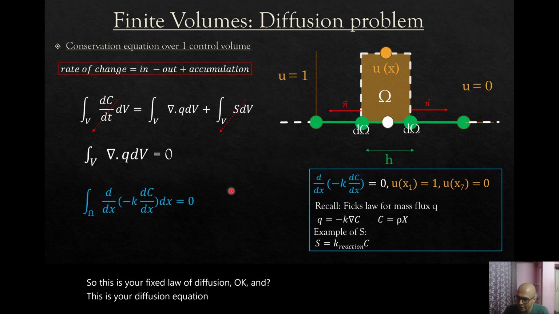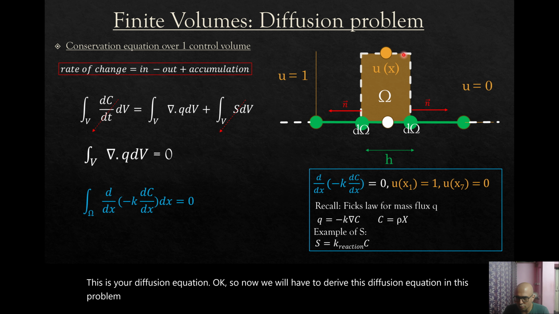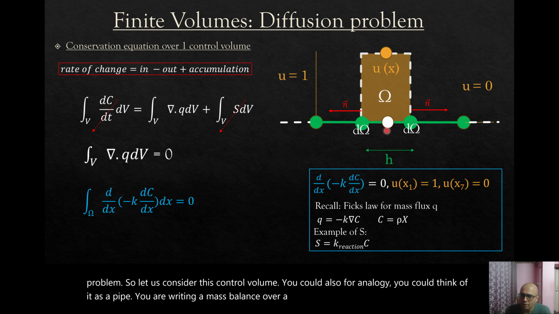Now we'll have to derive this diffusion equation in this problem. So let's consider this control volume. You could also, by analogy, think of it as a pipe. You are writing a mass balance over a pipe. So how would you write the mass balance on this control volume?